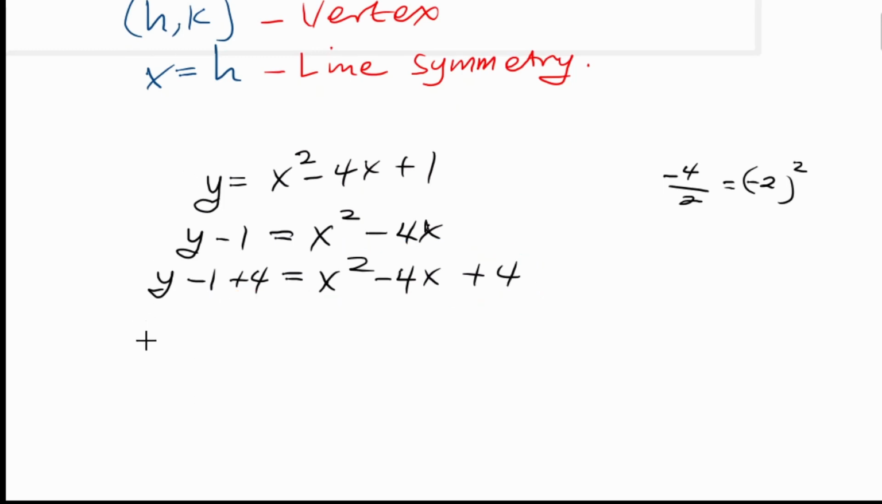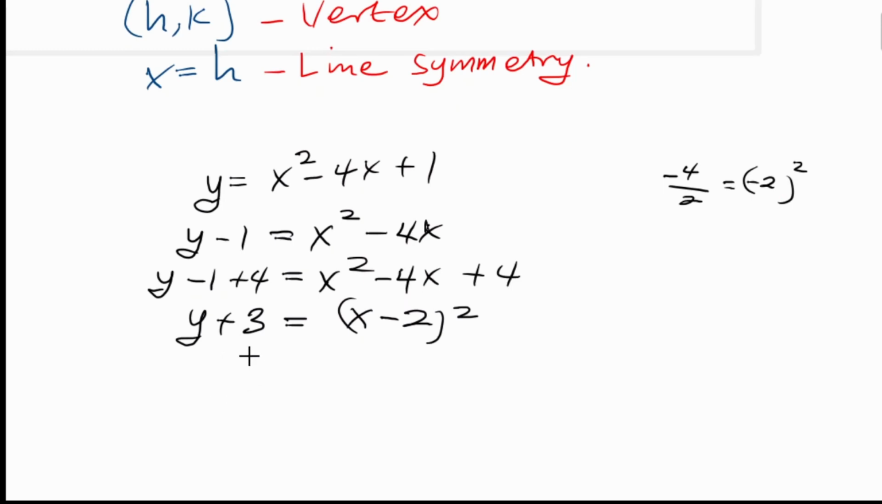Simplifying the left hand side, we have y plus 3, because -1 plus 4 is 3, equals, since this is a perfect square, now we express it as factors, and that will be (x minus 2) all squared. And someone may ask, how did I get that? It's just x and then the half of b that we got together, and that's -2, so x minus 2, then we square it. When you expand this, we get the trinomial back. So this is the factored form, or the factorized form of the trinomial here.